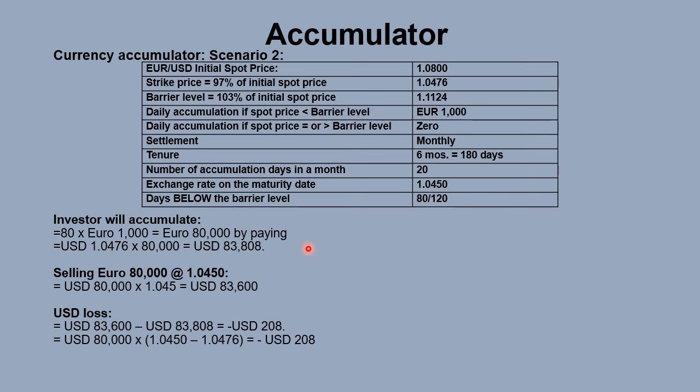The investor will accumulate 80 into 1000, which is euro 80,000, by paying USD 1.0476 into 80,000, which is USD 83,808. Now the investor can sell the euro 80,000 at the prevailing spot rate at maturity. As the spot rate on maturity is 1.045, he will get USD 80,000 into 1.045, which is 83,600 US dollars. Hence the investor will lose USD 83,600 minus USD 83,808, which is USD 208. This is the same as USD 80,000 into 1.045 minus 1.0476, which is the strike price. So again comes to minus USD 208.